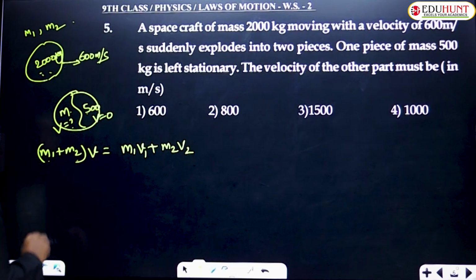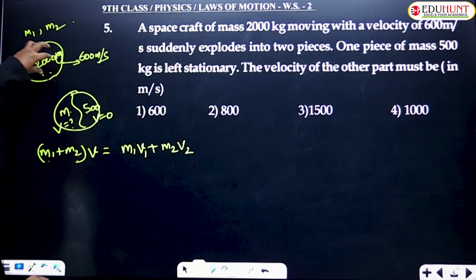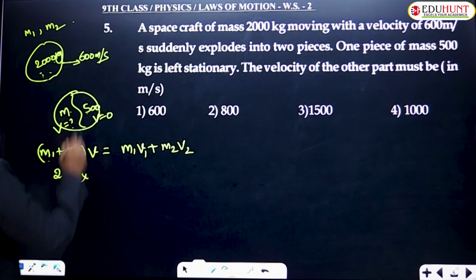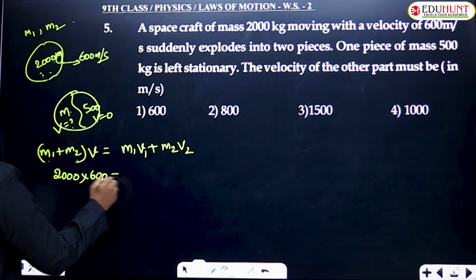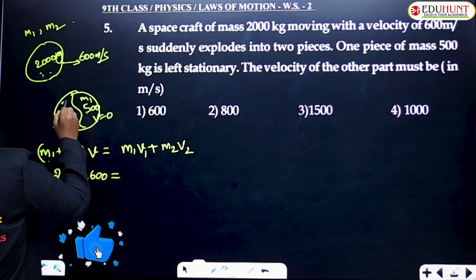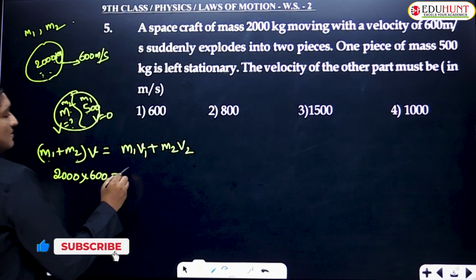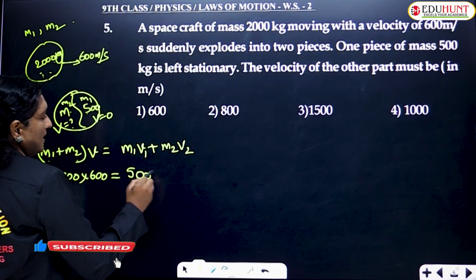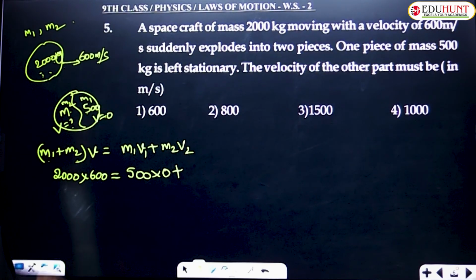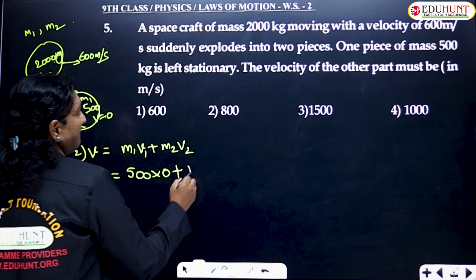And what is the total mass here? m1 plus m2 together is 2000, moving together with speed 600 meter per second. For m1, the mass is 500, which after explosion came to rest, and m2 has some mass m.